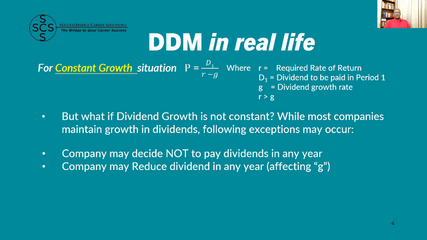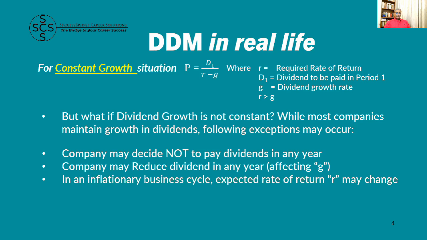Why does that happen? That happens because the company may have a lot of cash, and in the company's opinion, it does not see any projects which are earnings accretive, or which can add value, and so they either decide to increase dividends and return the money to the shareholders, or do a buyback with the increased cash flow. And then in an inflationary business cycle, the expected rate of return may change. That depends on the interest rates. And so the expected rate of return, which is R, may change.